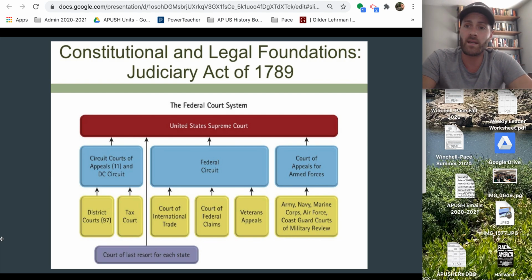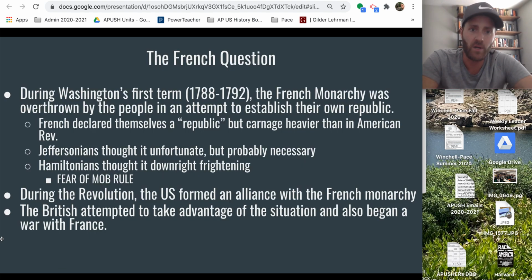The second piece is the French question. Now, as you may recall, as you better recall, as you do recall, the French lended us great assistance and support during the Revolutionary War, so much so that many arguments can be made that say that the U.S. does not win the Revolutionary War without French support.